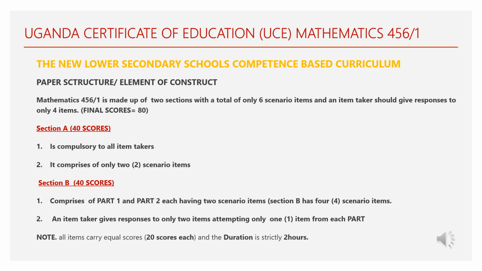The duration is strictly 2 hours without any adjustment. So a learner or the item taker by senior 4, the item taker must be in position to sit and attempt the 4 items within a duration of 2 hours. Well, thank you. Let's move to the next slide. Thank you so much.